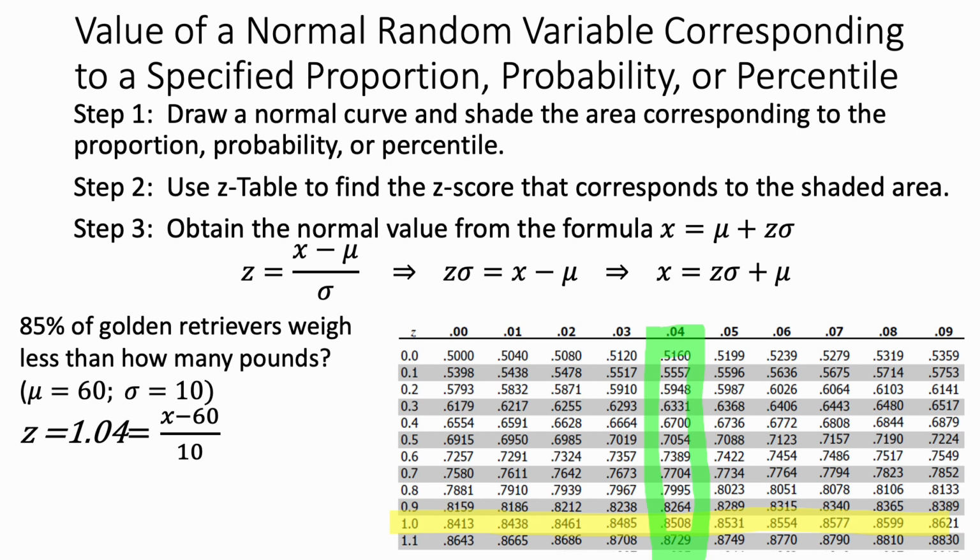So now you know 1.04 equals x minus 60 all over 10. Multiply both sides of the equation by 10, and you get 10.4 is equal to x minus 60. If you add 60 to both sides, you get x equals 70.4. That means 85% of golden retrievers will weigh less than 70.4 pounds.